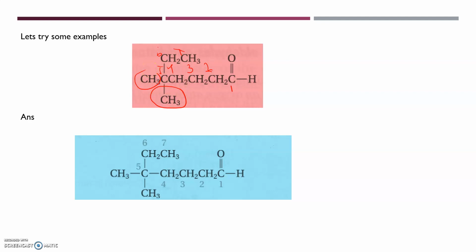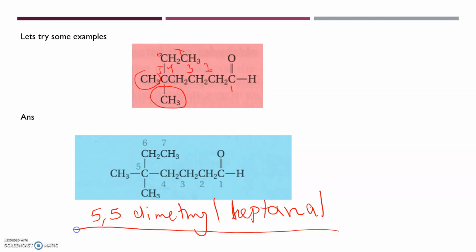Okay, now let's try naming that. At 5, first we said we have to write the number of the carbon. So at 5 we have 2 substituents, so it's 5 and 5. It's the same alkyl group, so it's dimethyl. And then you have the prefix. How many carbons are there? Actually, it's 7. So hepta. Heptane, right? We will remove the E and instead we will write Al. So it's 5,5-dimethylheptanal.